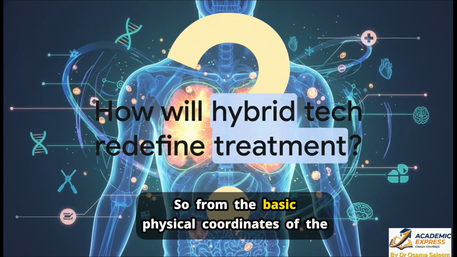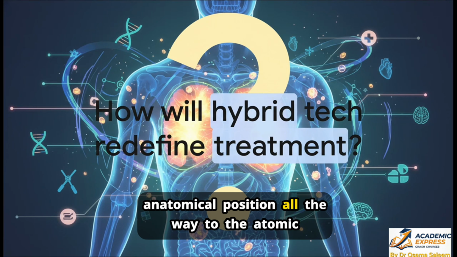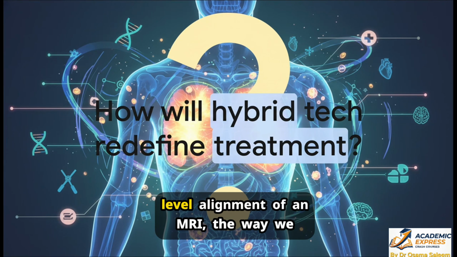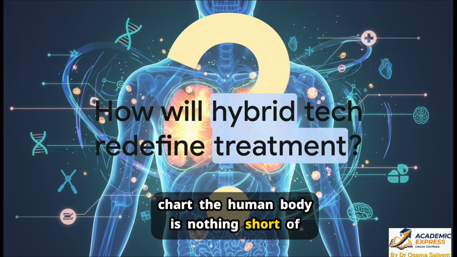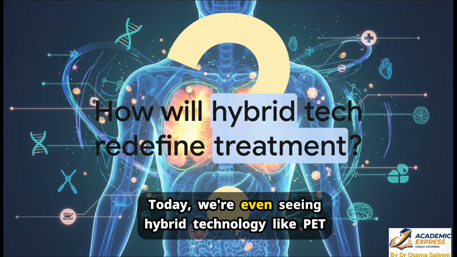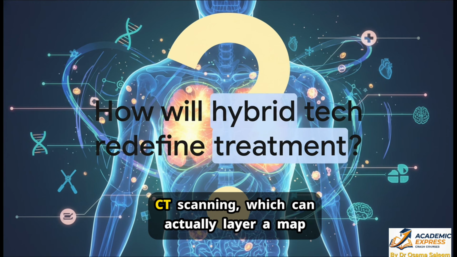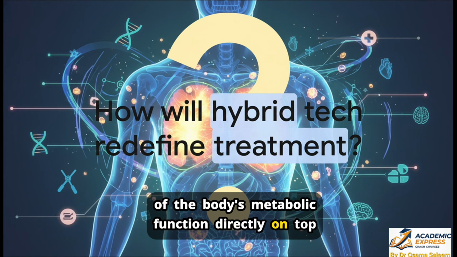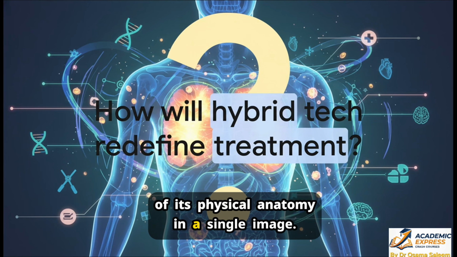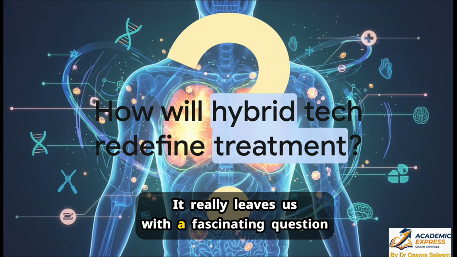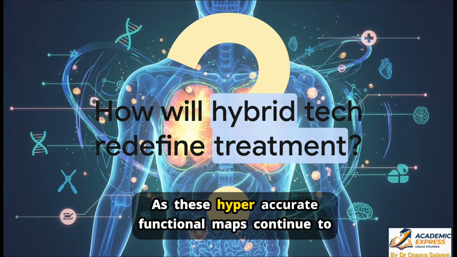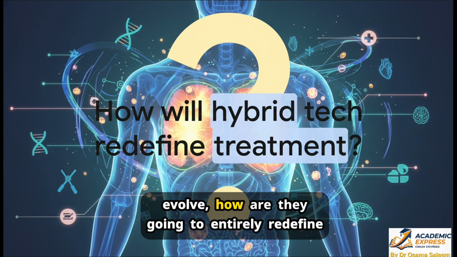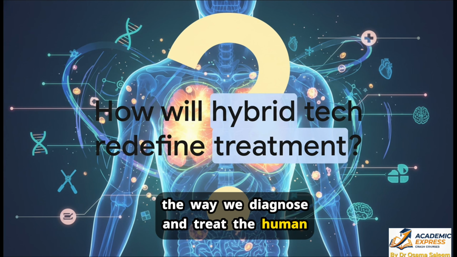So, from the basic physical coordinates of the anatomical position all the way to the atomic-level alignment of an MRI, the way we chart the human body is nothing short of miraculous. Today, we're even seeing hybrid technology, like PET-CT scanning, which can actually layer a map of the body's metabolic function directly on top of its physical anatomy in a single image. It really leaves us with a fascinating question to ponder. As these hyper-accurate functional maps continue to evolve, how are they going to entirely redefine the way we diagnose and treat the human body tomorrow?